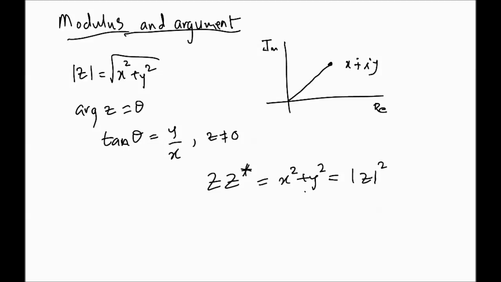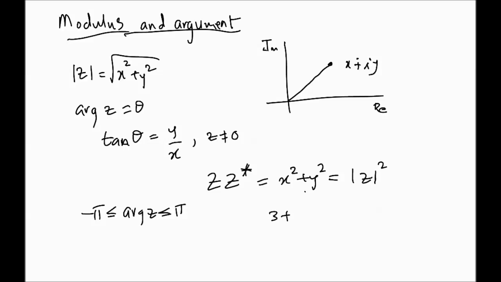Now, by the way, here we assume that the argument of z is between minus pi and pi. In some places this is called the principal value.